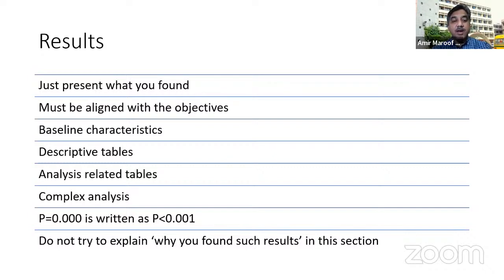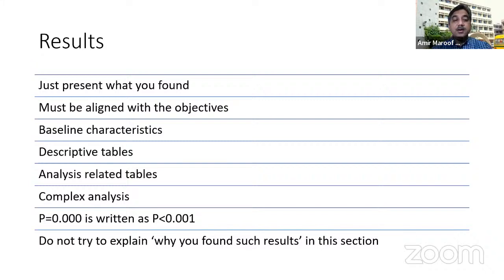And I'm just putting it here because it's a common problem, p equal to 0.000. Now the statistical software gives us as such, and many times you see in results it is written like this. It should be written as p less than 0.001 because p equal to 0 means nothing actually.